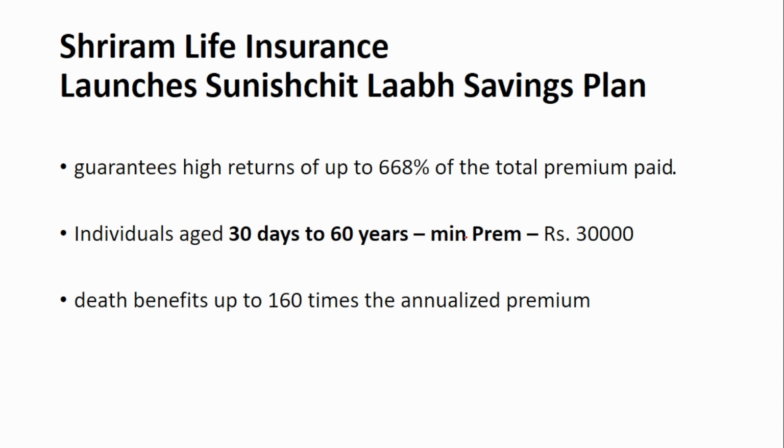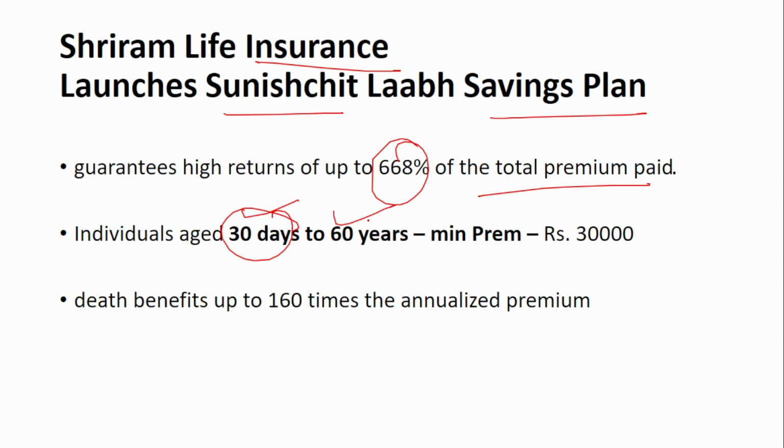Next is about a plan that has been launched by Shriram Life Insurance. Shriram Life Insurance has launched a plan called Sunishchit Labh Savings Plan. This plan guarantees a high return of up to 668% of the total premium paid. So who can invest in this plan? Individuals aged from 30 days, that is a baby, up to a man aged 60 years can invest in this plan.